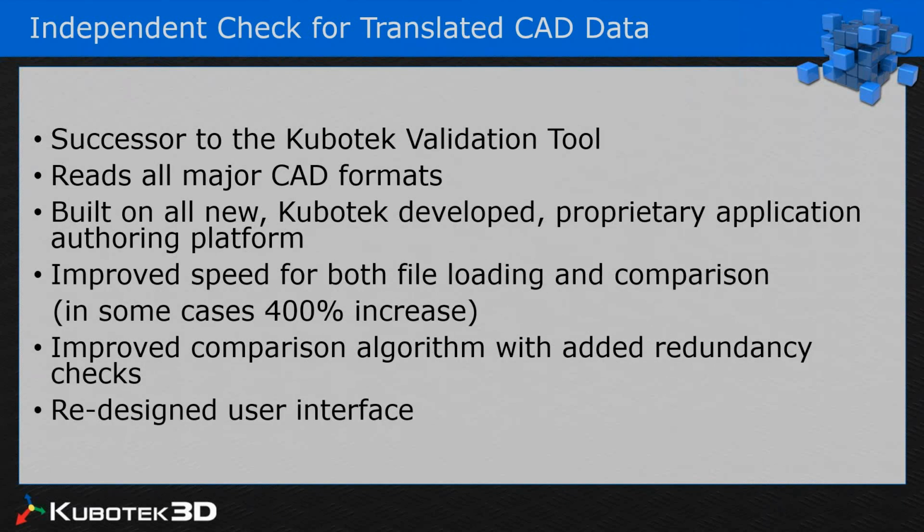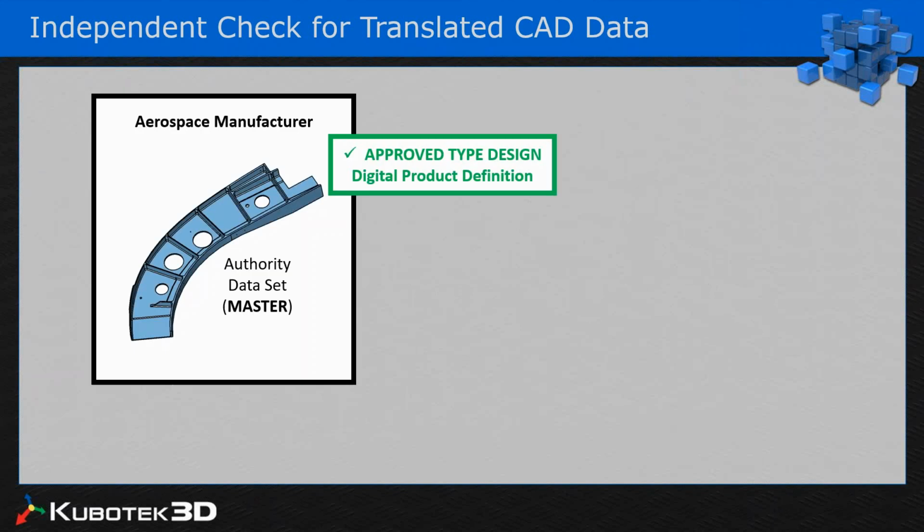And third, since we built a new application, we were able to completely redesign the user interface. A little bit of background: the Kubotek Validation Tool was a tool that we built on top of another software that we sell. So we actually took elements of that user interface to build the Kubotek Validation Tool. This new tool was built from the ground up with its own interface, so it is built precisely for validating translations, and you're going to see that it's a lot easier to use and a lot simpler to use. And there's some good reasons for that.